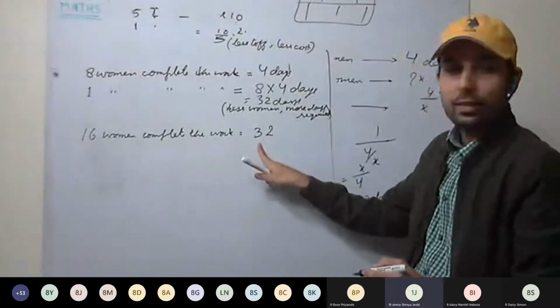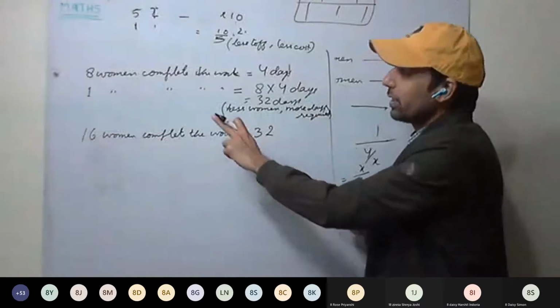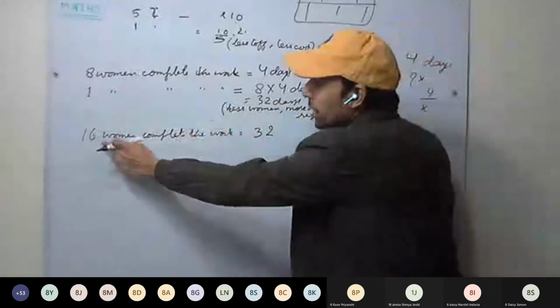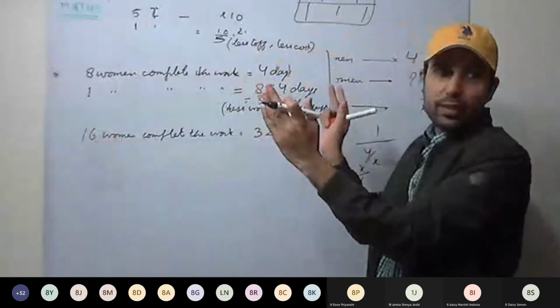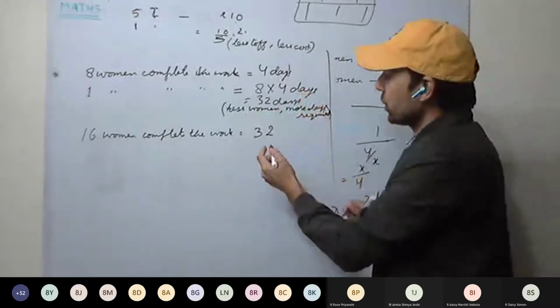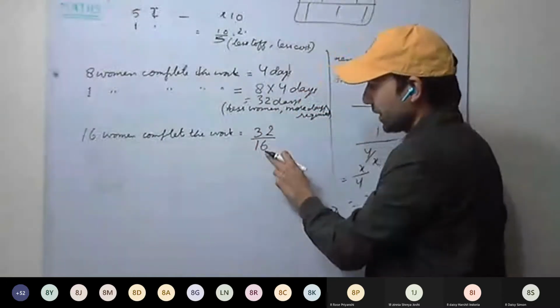This time? 2 days. We will divide because one woman completes in 32 days. So women are increasing by 16 times. So the work will be less for each woman, very less. So it will be completed by, we will divide here.